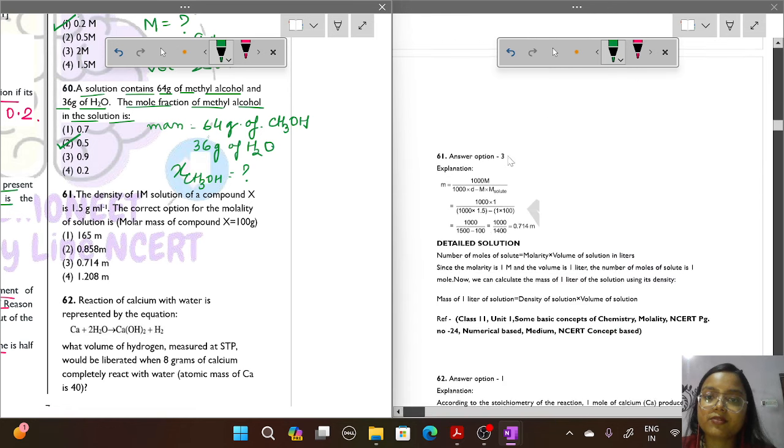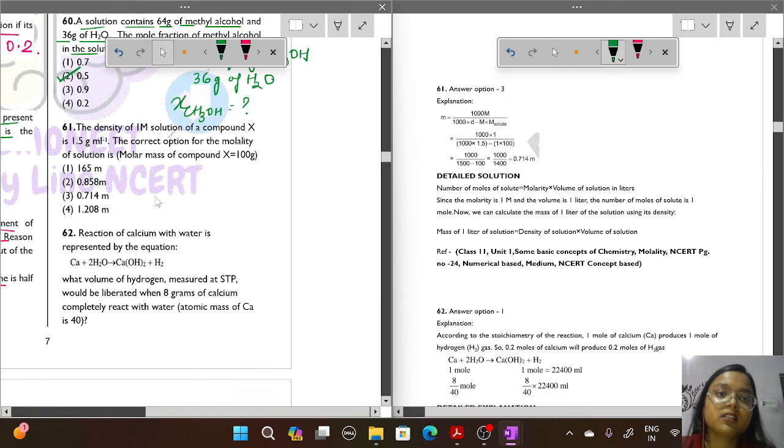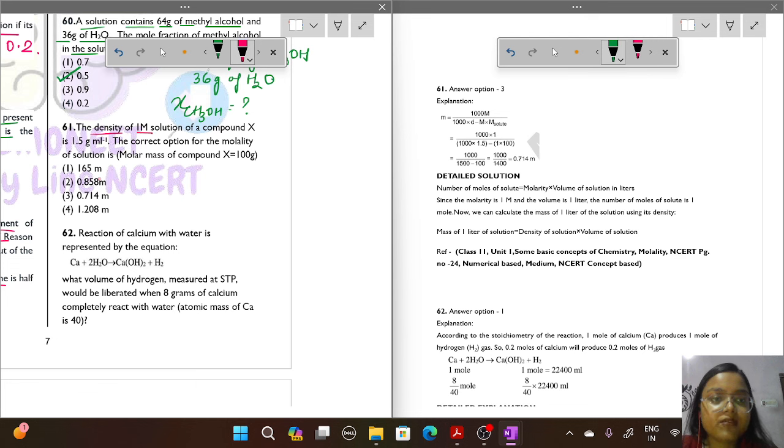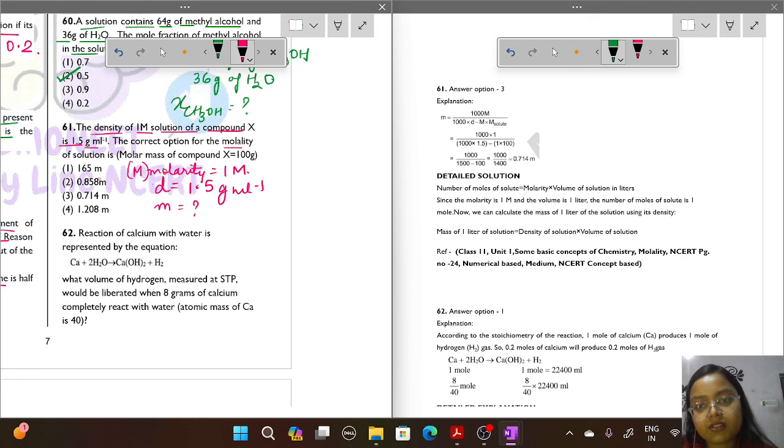Now next is question number 61. Question number 61 says the density of 1 molar solution of a compound X is 1.5 gram per ml. Molarity is given as 1 molar of compound X, and density is given as 1.5 gram per ml. For the correct option, we have to find out the molality, the small m. Capital M is already given and we have to find out the small m.